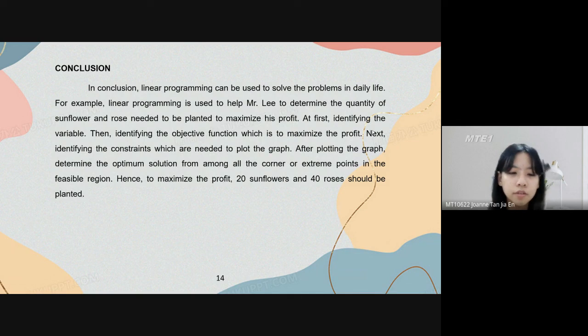So by using the formula and the model given, we can find the answer. So linear programming is used to find this maximum profit.